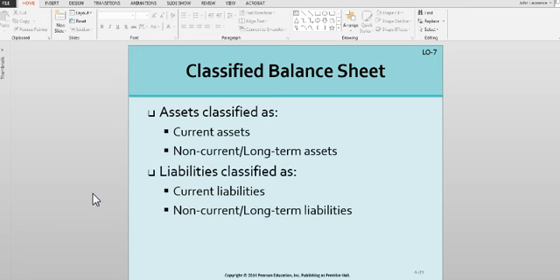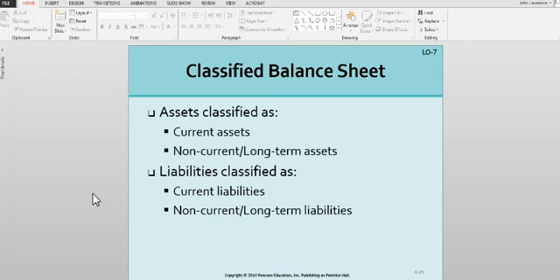As we know from prior discussions, the assets are classified as current assets, and a current asset is an asset which is either cash or which is reasonably expected to turn into cash in the next 12 months. And then you have your non-current or your long-term assets, which of course would be assets that would not otherwise be turned into cash over the next 12-month period.